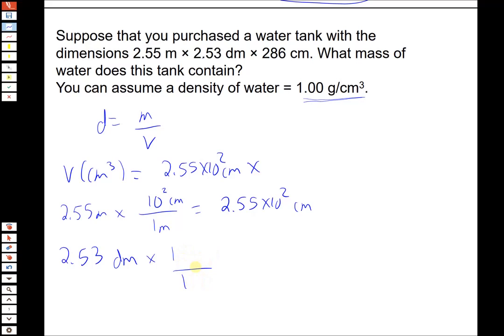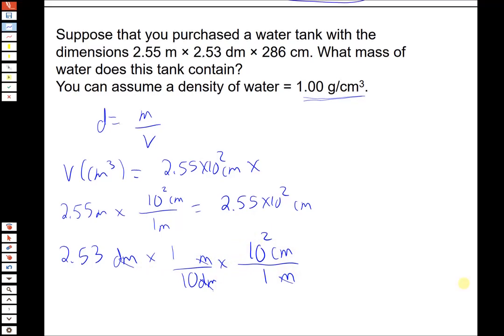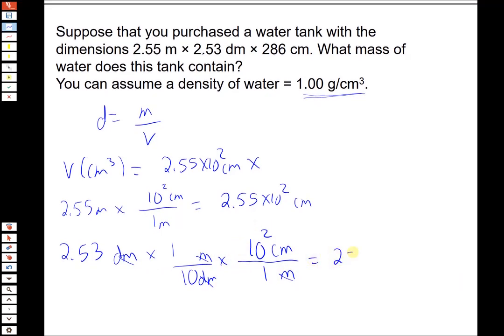Alright, so anyway, we want decimeters down here, and we want meters up here. So it's going to be 10 decimeters in 1 meter. And then what we're going to do is convert to centimeters. So meters to centimeters, just like we did before. 100 centimeters in 1 meter, 10 to the second. So decimeters cancel out, meters cancel out, and that gets us to centimeters. In that, we're just multiplying the whole thing by 10, so that would be 25.3.